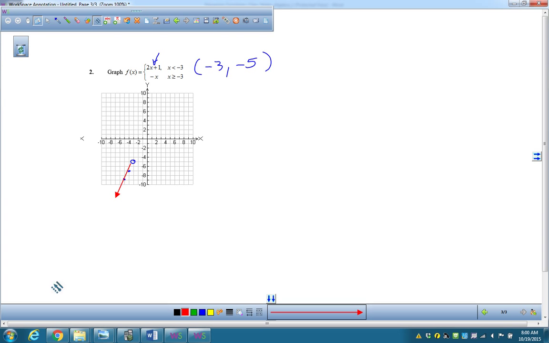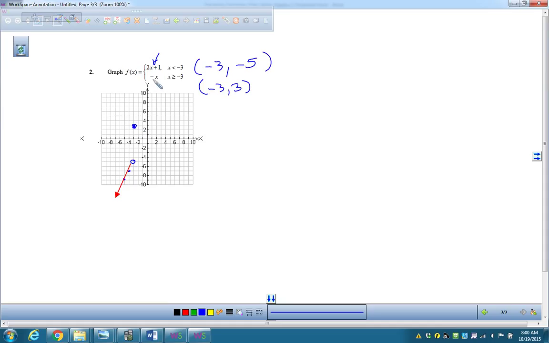Okay? That's the line y equals 2x plus 1 where x is less than -3. Y equals -x if x is greater than or equal to -3. So what I'm going to do, I'm going to plug in the point -3 into this equation. What do I get out if I plug in -3 in there? +3. So at -3, I have a +3. Is that an open circle or a closed circle? Closed circle. So I go up to -3, +3. I put a closed circle there.